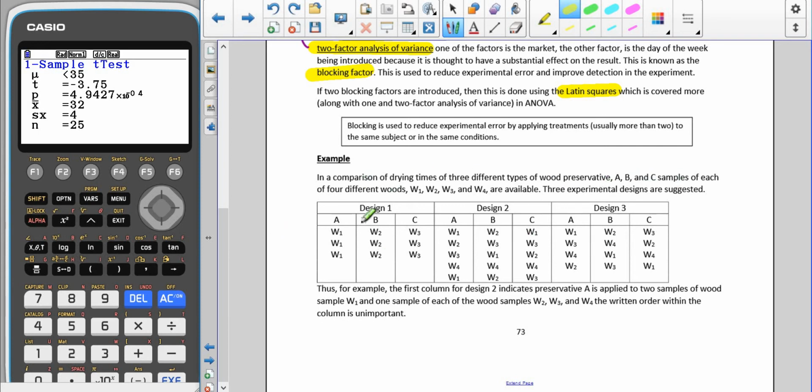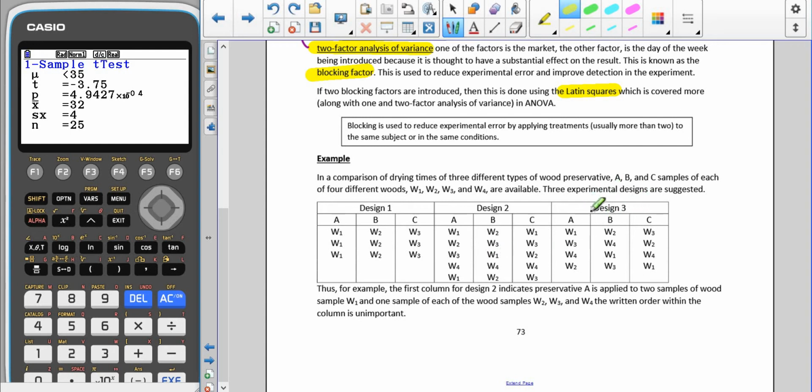And we have three designs set up here. So you can see that we have design 1 where A is being applied to wood 1 3 times, B is being applied to wood 2 3 times, and C we have wood 3 and treatment C is being applied to wood 3 3 times. Then we have design 2 where treatment A is being applied to wood 1, wood 2, wood 3, wood 4 and then wood 1 again. Treatment B is being applied to 2, 3, 1, 4 and then 2 again, and then treatment C is being applied to 1, 3, 2, 4 and 3 again.